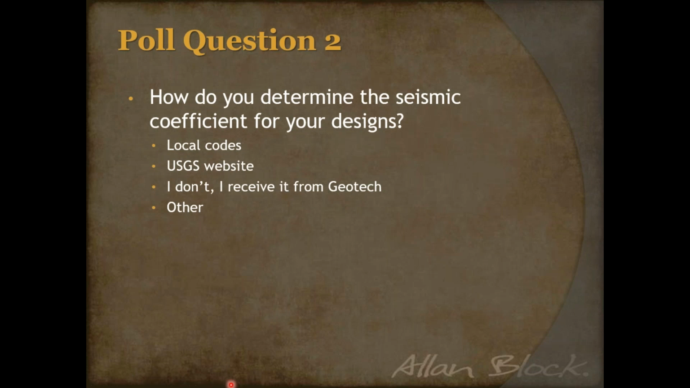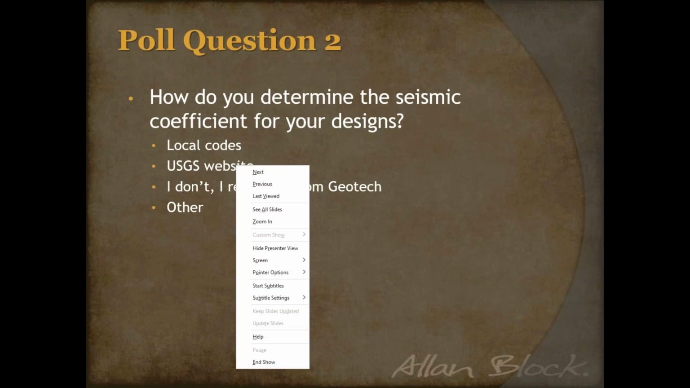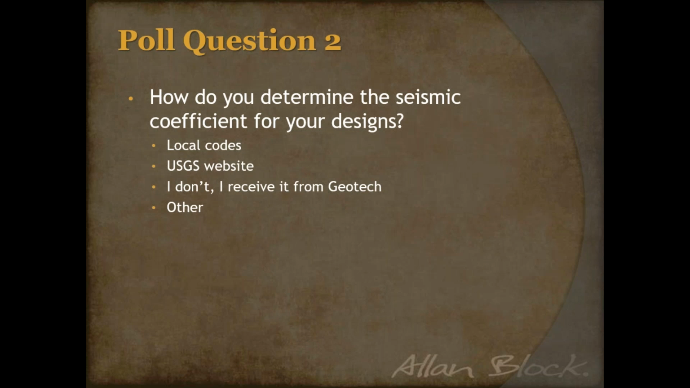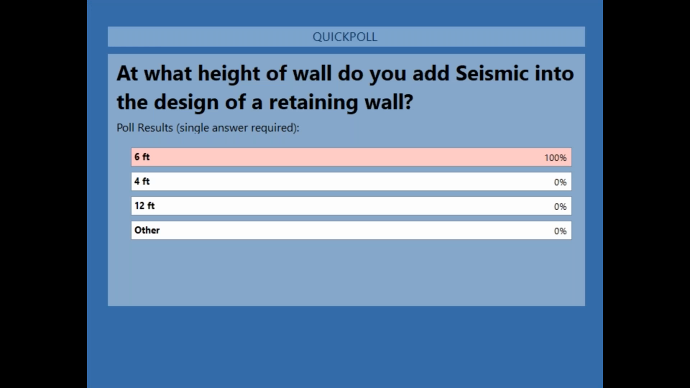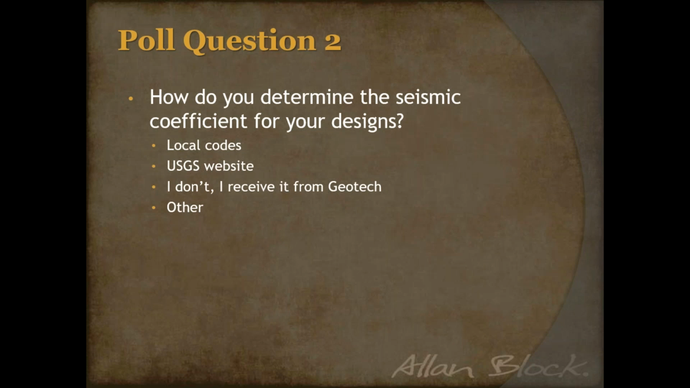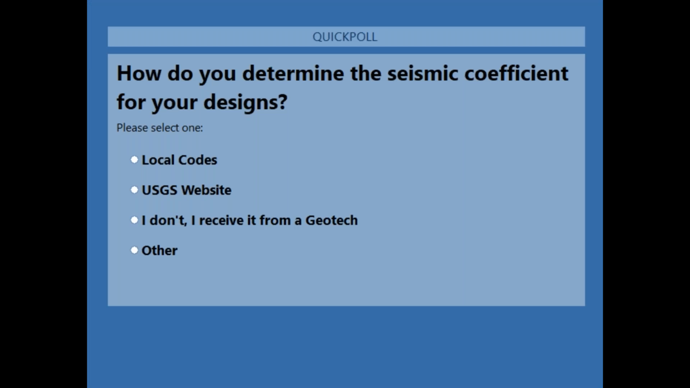Let's see if I can get my mouse to work here real quick. I've got: how do you determine the seismic coefficients for your design? Let's hide this and go back to this question and launch this one. So now you get a chance again to give me your answer. And I got to give you a couple options. Obviously, local codes. In the United States, we've got the USGS website. And then we also have, maybe you don't do it. Maybe you leave it up to the geotechnical engineer. So give me your answer here if you get a chance.